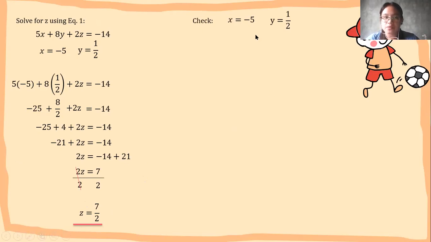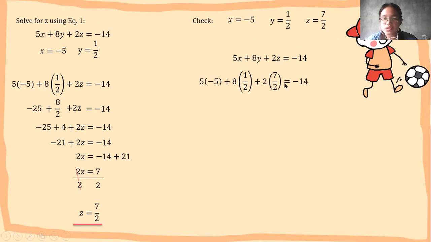So we have x is equal to negative 5, y is equal to 1/2, and z is equal to 7/2. Let's use equation number 1 to check if our answer is correct. So we have 5x. Let's substitute all the variables. We have 5 times negative 5 plus 8 times 1/2 plus 2 times 7/2 is equal to negative 14. So negative 25 plus 8/2 plus 2 times 7 over 2 is equal to negative 14.